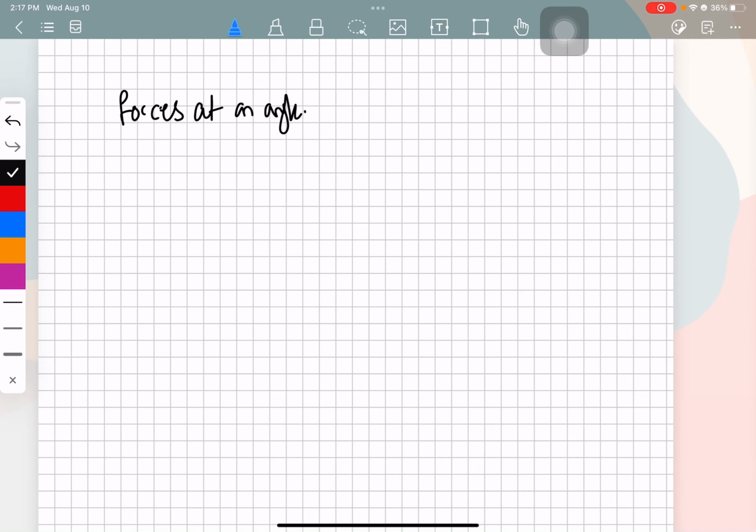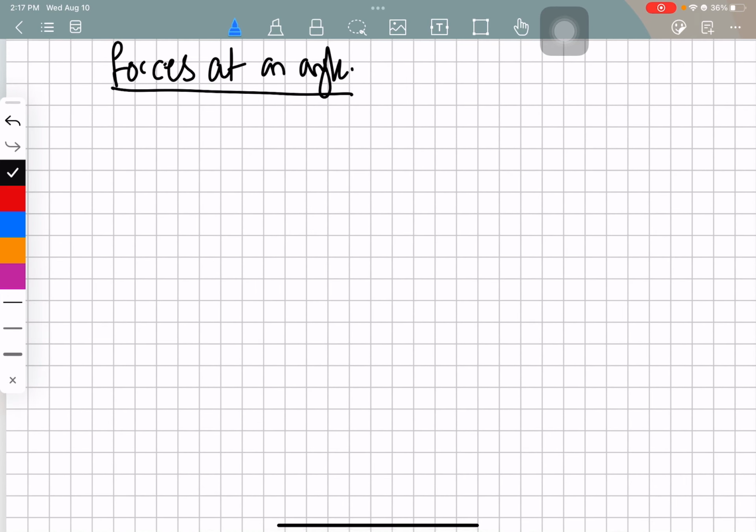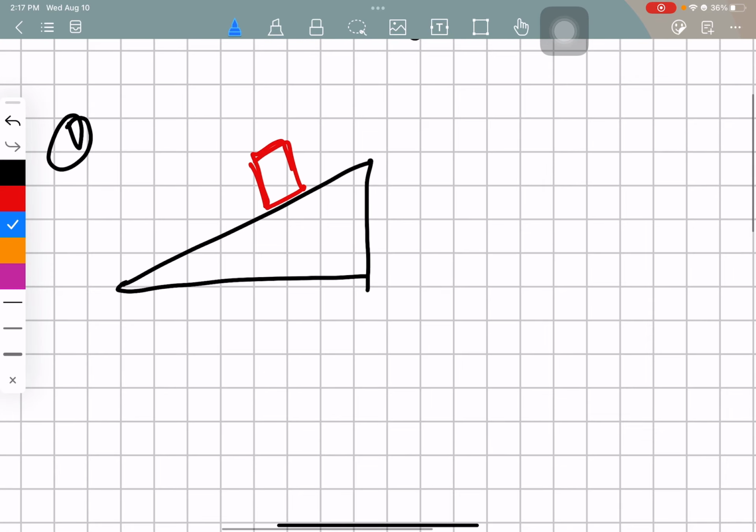Hello everyone, today we're going to talk about forces at an angle. This is a physics video. We have a couple of examples here. The first one is an inclined plane. If you have an inclined plane and an object sitting on top of it, you're going to have angled forces. So what are the angled forces?